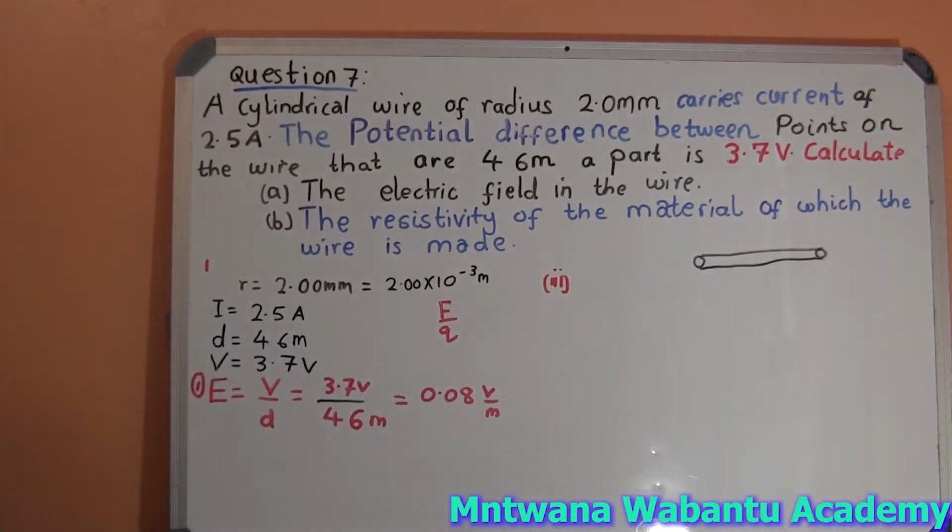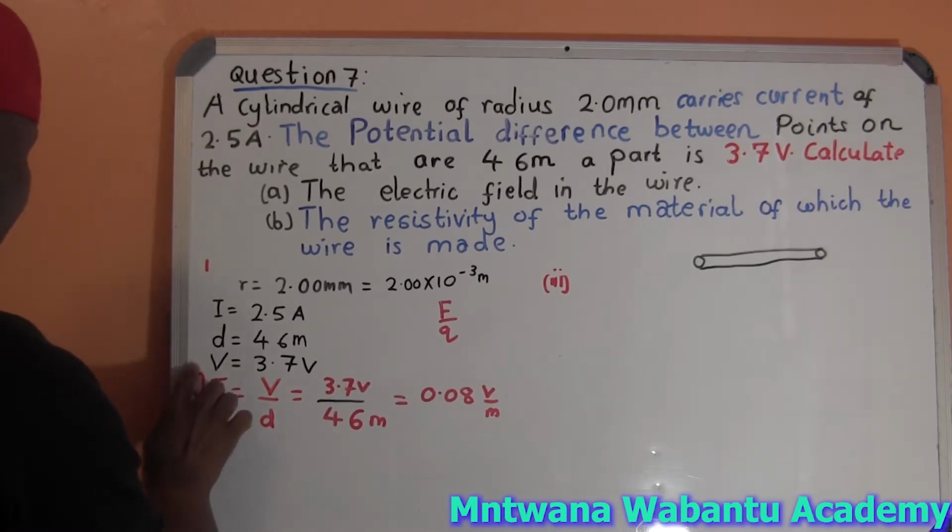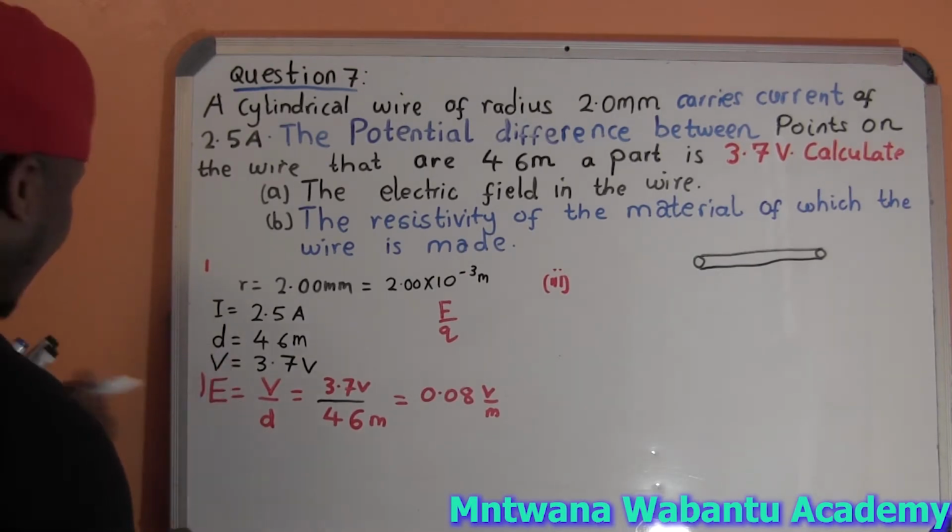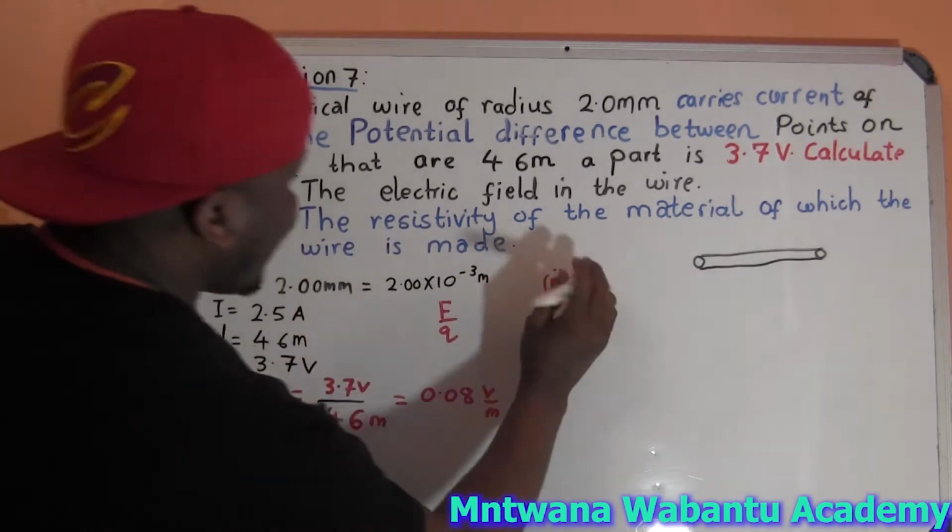Okay. They want you to find B. So this could be A. Let's say this is A. That's going to make a lot of sense. So for B is easy.